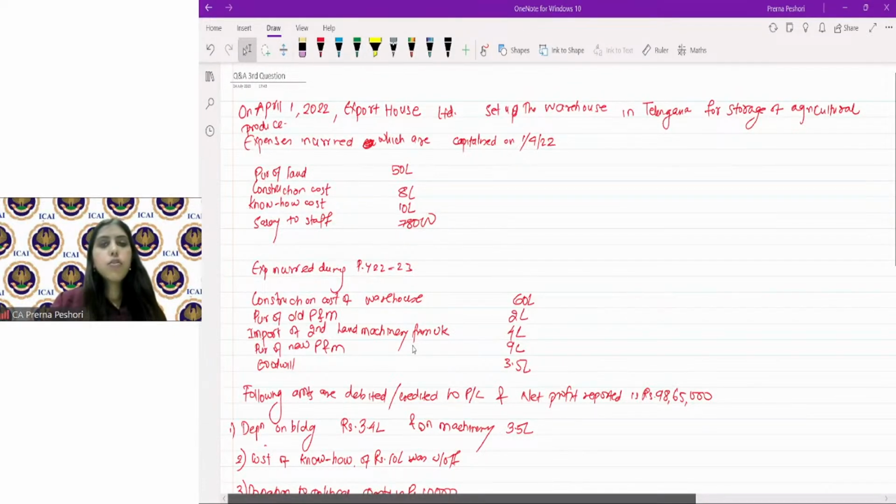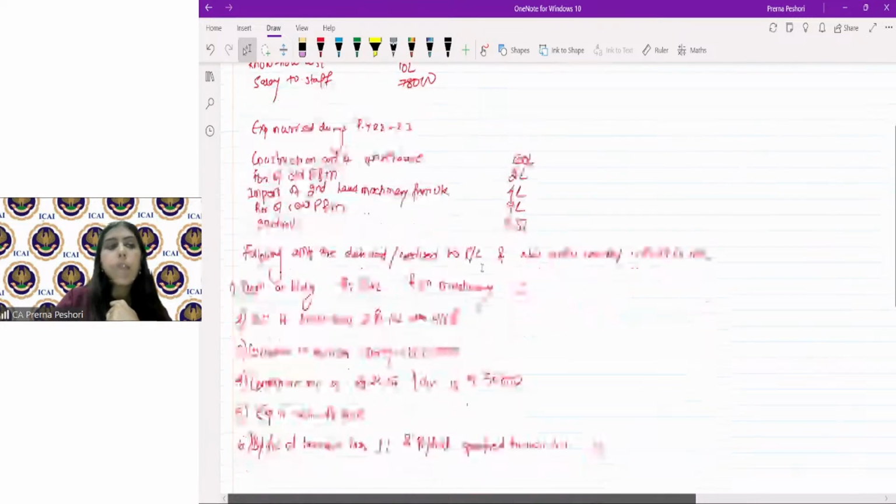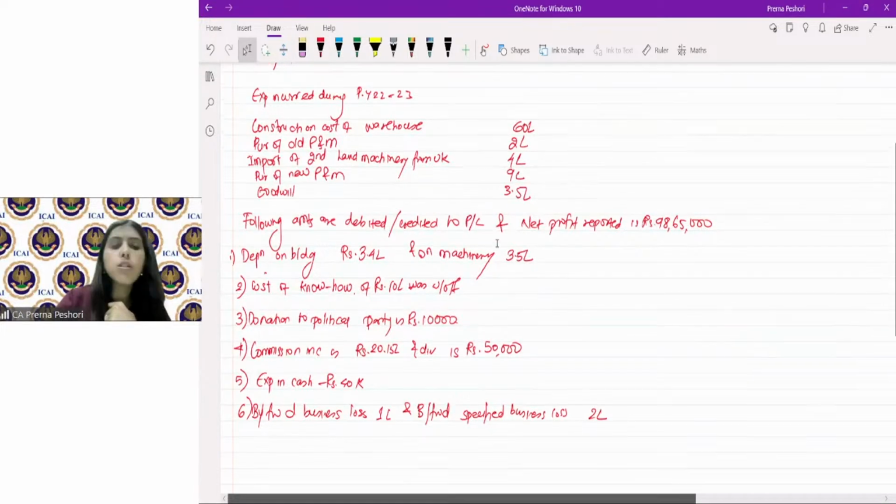Okay. So the next question is: on April 1, 2022, Export House Limited set up the warehouse in Telangana for storage of agricultural produce. Expense incurred which are capitalized on 1/4/22: purchase of land, construction costs, know-how costs, salaries to staff. Expense incurred during the year: construction cost of warehouse, purchase of old plant and machinery, import of second-hand machinery from UK, purchase of new plant and machinery, and goodwill. Following amounts are debited or credited to P&L and net profit reported is 98,65,000.